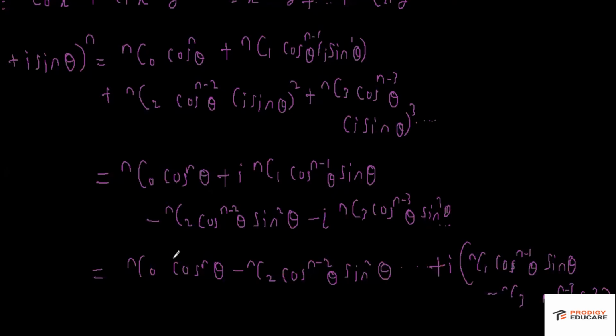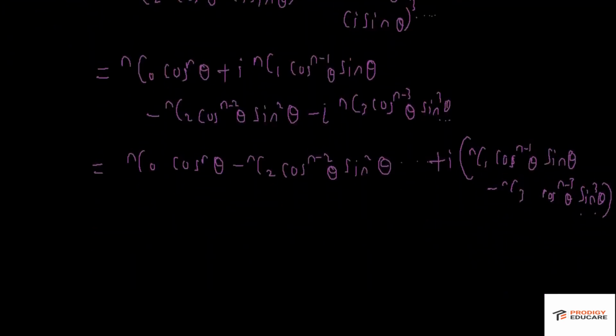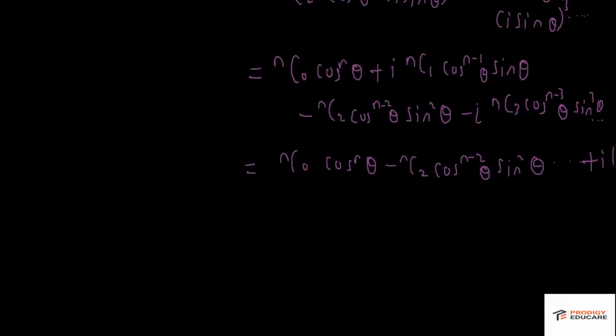So now we have split the real part and imaginary part of this term. Now from De Moivre's theorem, this term I can write as cos n theta plus i times sin n theta. So this real part should be equal to the real part, and this imaginary part must be equal to the imaginary part. From this we get a formula.